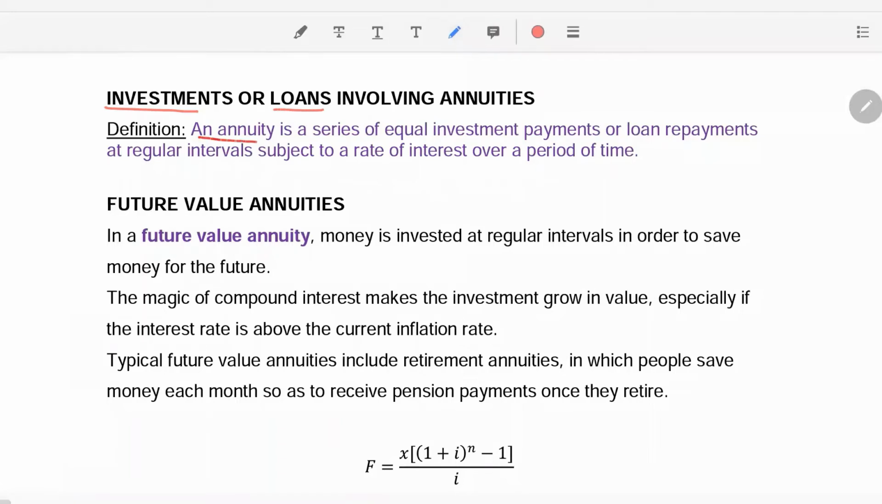An annuity is a series of equal investment payments or loan repayments, because with a loan you are repaying someone's money, at regular intervals, subject to a rate of interest over a period of time. So that is an annuity. For instance, people who buy houses get what they call home loans or mortgages.